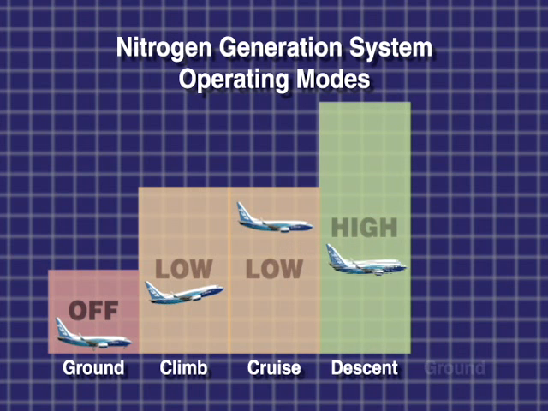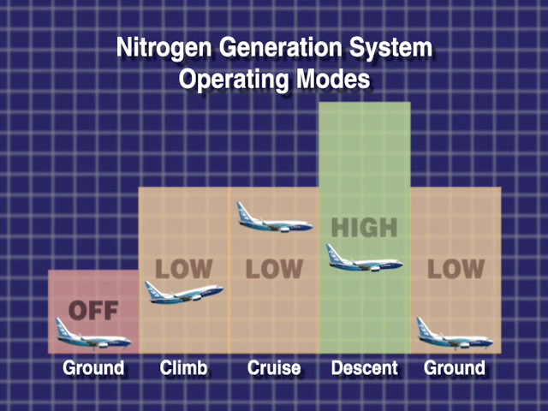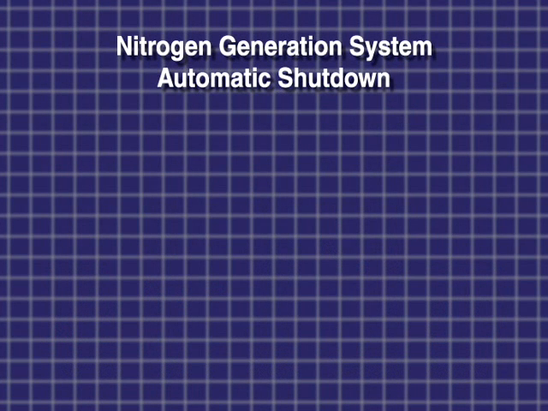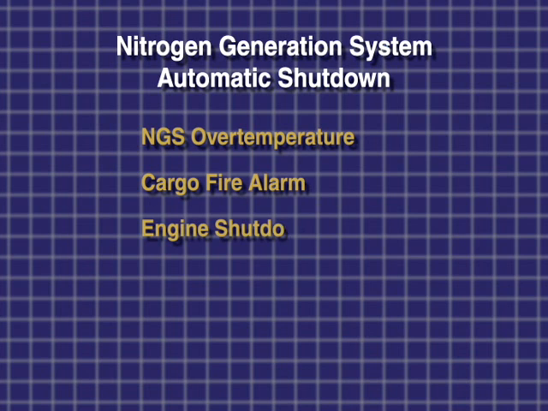And upon landing, the NGS system will continue to operate through taxi for a short period of time, provided bleed pressure is available, and then the system will shut down. Other non-normal events or failure conditions will also cause automatic shutdown of the system. These are NGS overtemperature, cargo fire alarm, or an engine shutdown in flight.